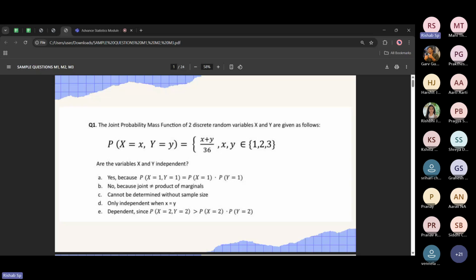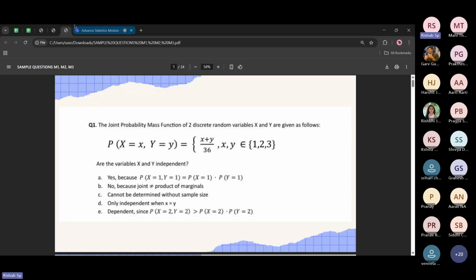So we'll start now. First question. The joint probability mass function of two discrete random variables x and y is given as follows: x plus y equals 36. Are variables x and y independent? Independent, what's the key term? In which chapter have we learned about independence? Chapter 1, right? Module 1. The first topic we learned was the chi-square test of independence.